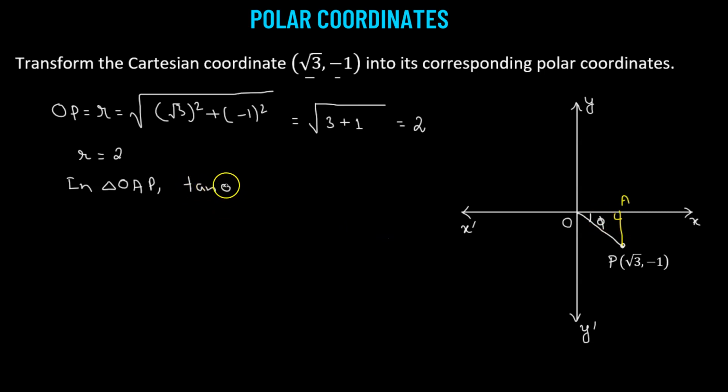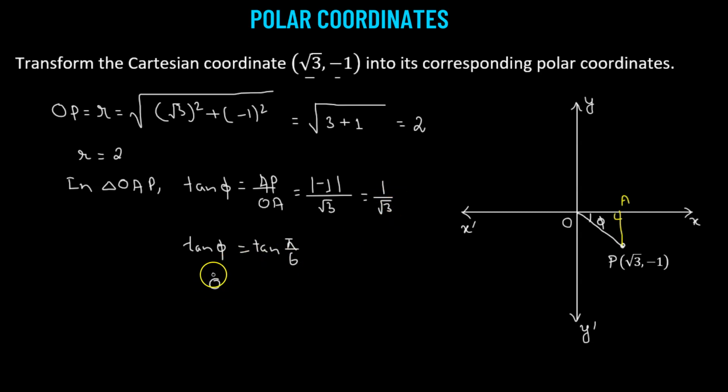Tangent of this angle phi is going to be given by the y coordinate, or you can say AP, divided by the side OA. Now AP has a length of negative 1, but we are only going to consider the magnitude, divided by OA. So OA is going to be square root of 3. This gives us a value 1 over square root of 3. Now we know that tangent of pi over 6, or tangent of 30 degrees, has a value equivalent to 1 over square root of 3. So this gives us the value of phi. So our angle phi is going to be pi over 6.